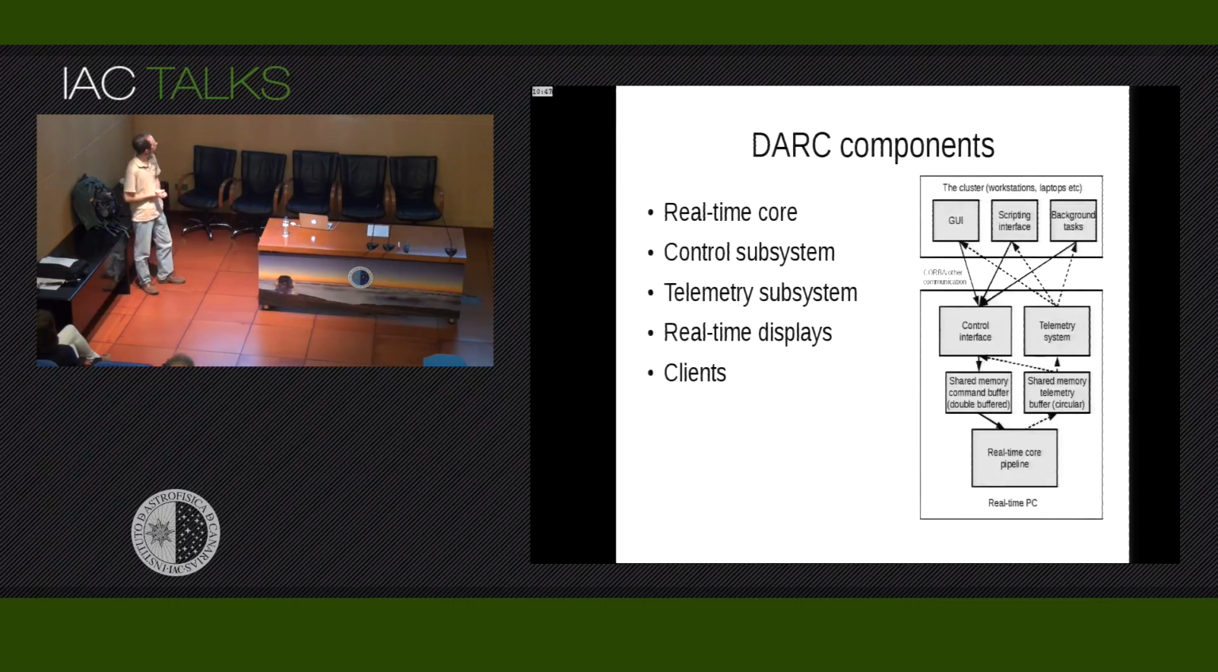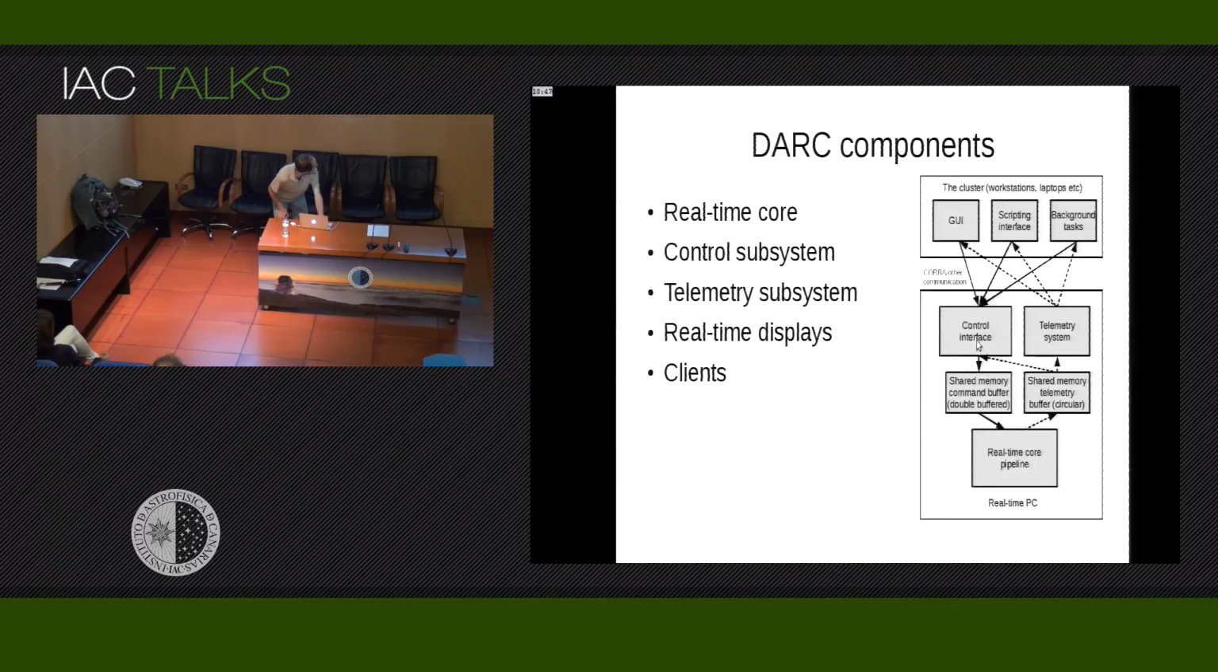So, what is this real-time control system? The real-time control system, DARC, is made of several components. It has a real-time core, a control subsystem, a telemetry subsystem, real-time displays, and various clients. So the real-time core sits down here. Everything communicates with shared memory to this core.